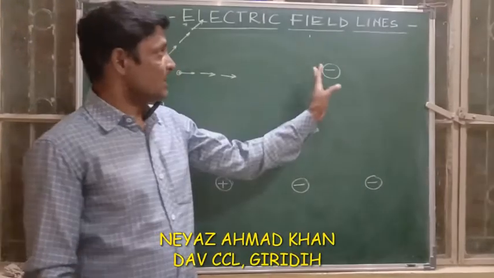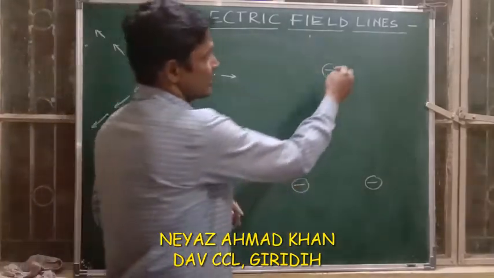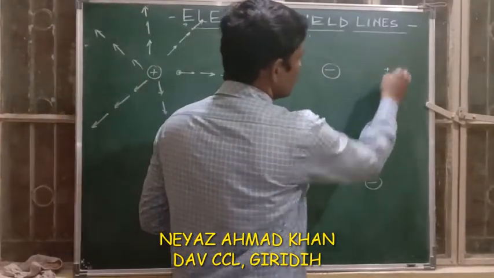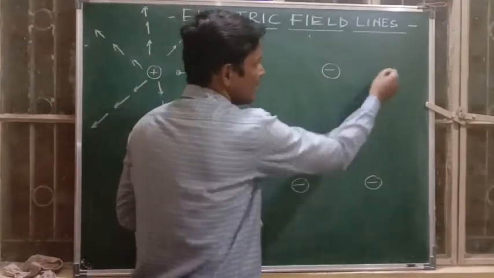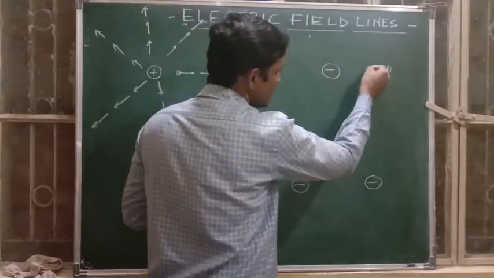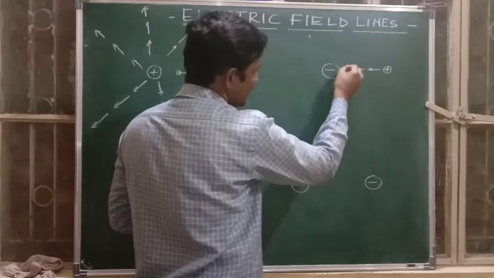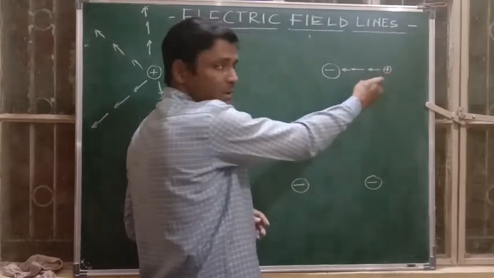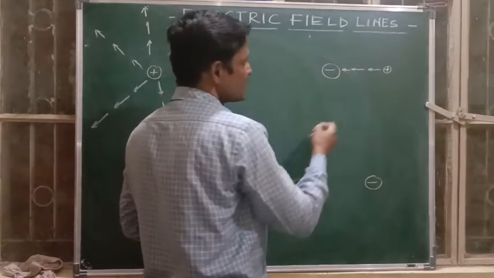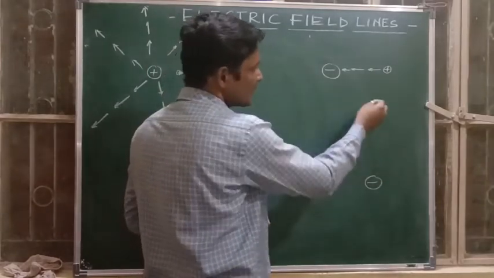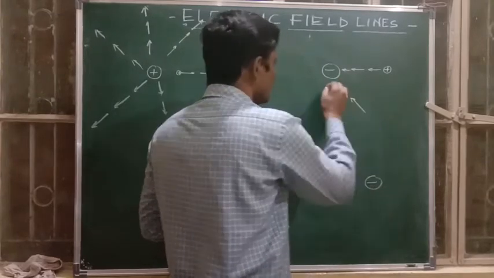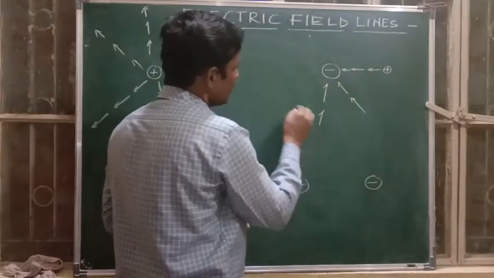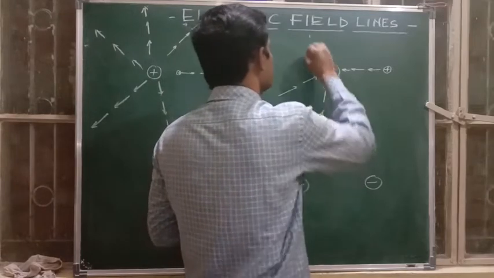For a negative charge, again we take our positive test charge here. How will this charge move in this region? Actually, this positive charge will move along this line toward the negative charge, because it will experience an attractive force. Similarly, if I place it here, it will move along this line, and along this line, and in this line.